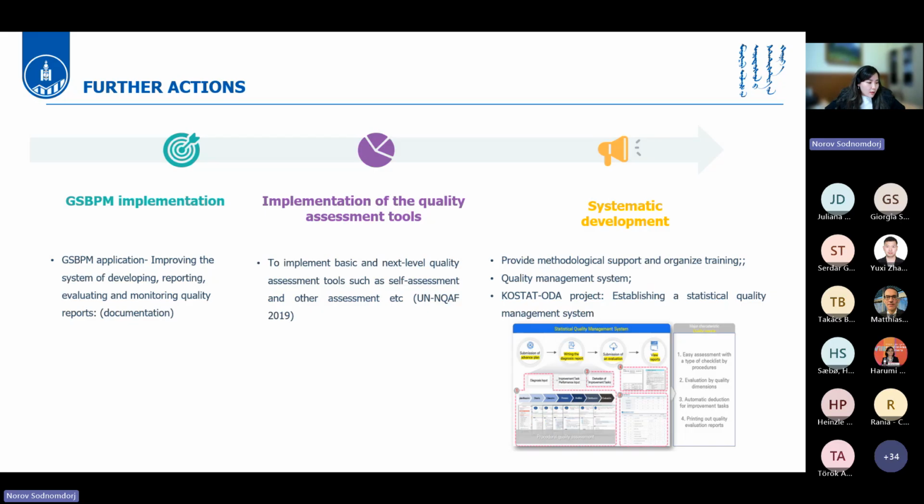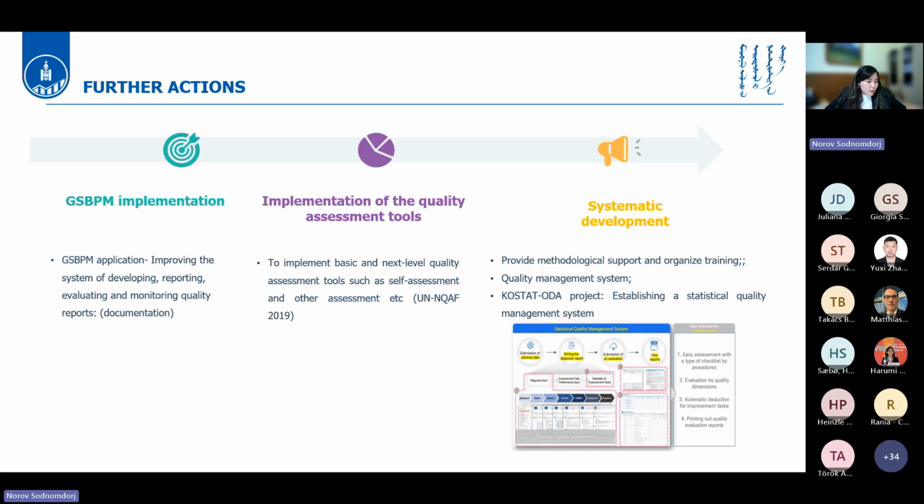So for the NSO, for the further actions, in order to enhance our quality assurance framework at the national level, we would like to focus on intensifying the GSBPM implementation. In this regard, we would like to shift from the more manual work to the more digitalized version. We would like to develop our GSBPM application. And also, we would like to follow the updated global methodologies and guidelines related to the GSBPM, including the quality indicators for the GSBPM and also the updated GSBPM 5.2 and etc.